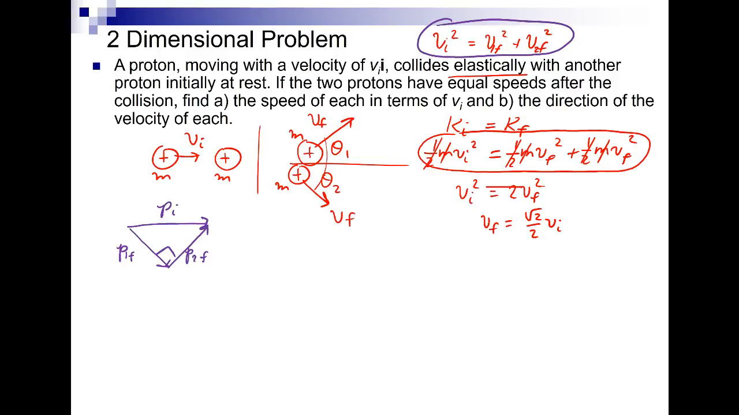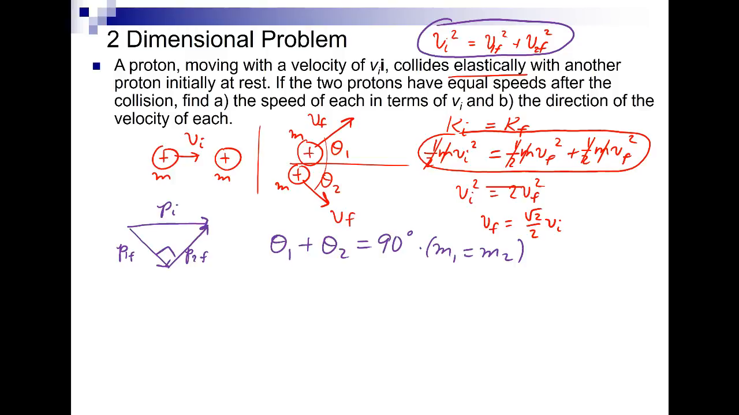Now, what does that tell us about these two angles, theta 1 and theta 2? It means that theta 1 plus theta 2 has to be equal to 90 degrees for an elastic 2D collision where m1 is equal to m2. Now, is this always the case? No, but this is a pretty special case where it is. So now there's a number of ways that we can get the direction of the velocity.